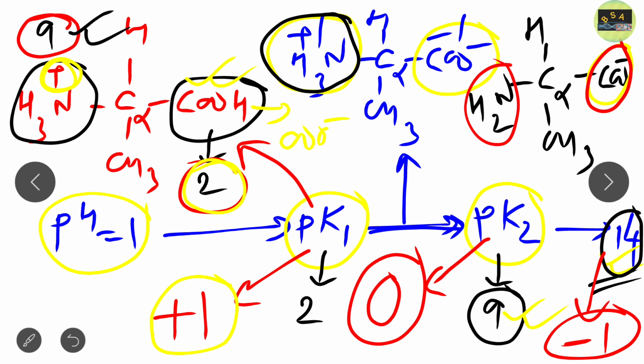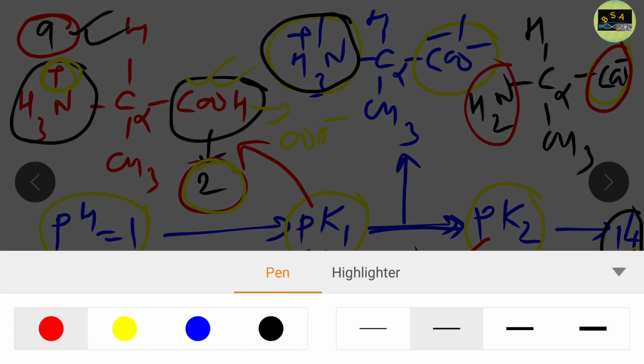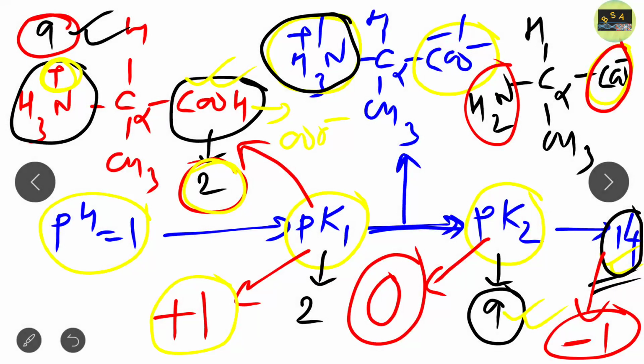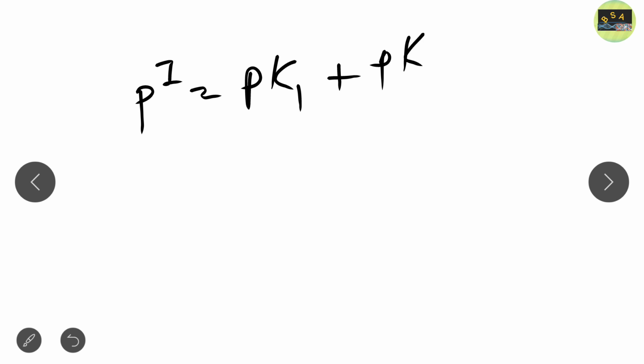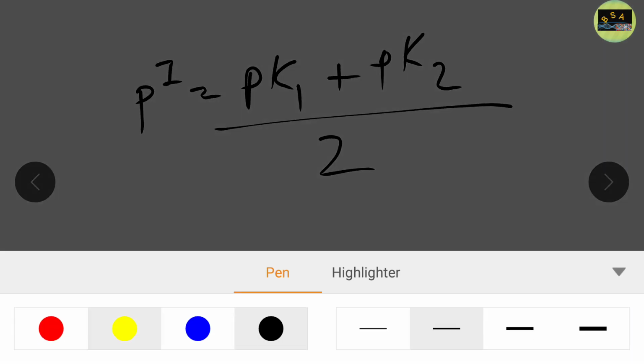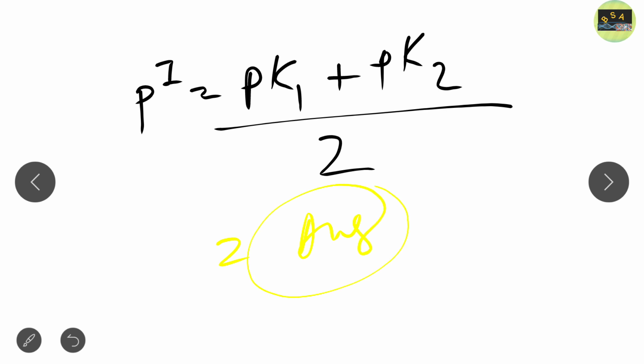Now, what is isoelectric point? As I already explained in our basic lecture, the point where the charge becomes 0 is called the isoelectric point. That is, the point between pK1 and pK2 is the isoelectric point. Clear? So for non-polar amino acid, the calculation for isoelectric point is pI equals pK1 plus pK2 divided by 2. Then you will get your answer. So this is the formula for calculating isoelectric point for non-polar amino acid.